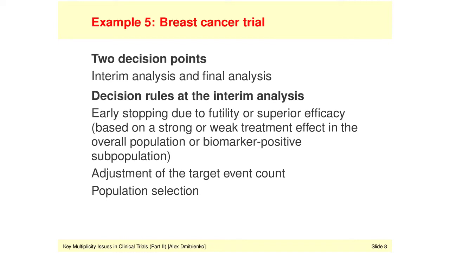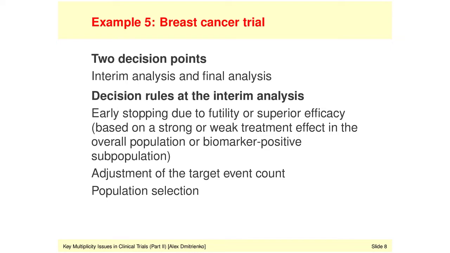And here's the second multiplicity component in the trial. There are two decision points with a single interim analysis and the final analysis. Multiple decisions may be enabled at this interim analysis. As you can see on the slide, the sponsor may be interested in pre-specifying an early stopping rule due to futility or superior efficacy, and those rules would be applicable to both the overall population.